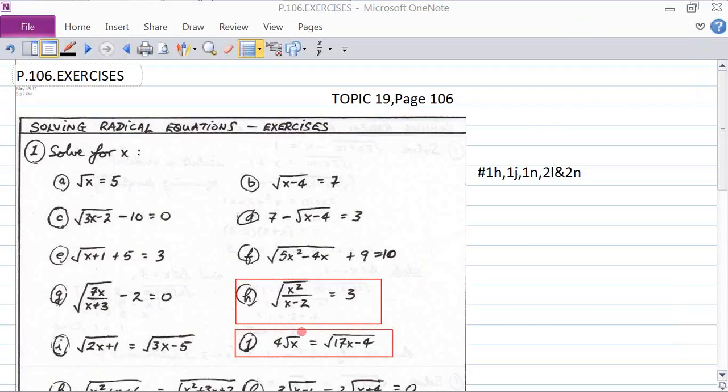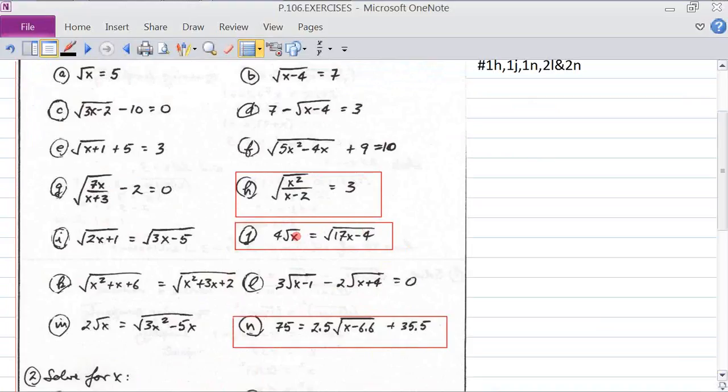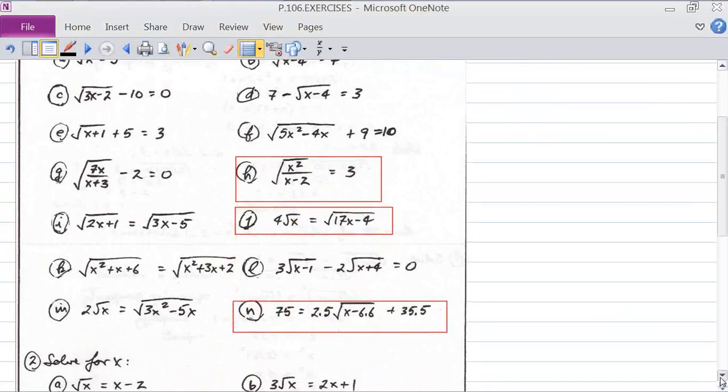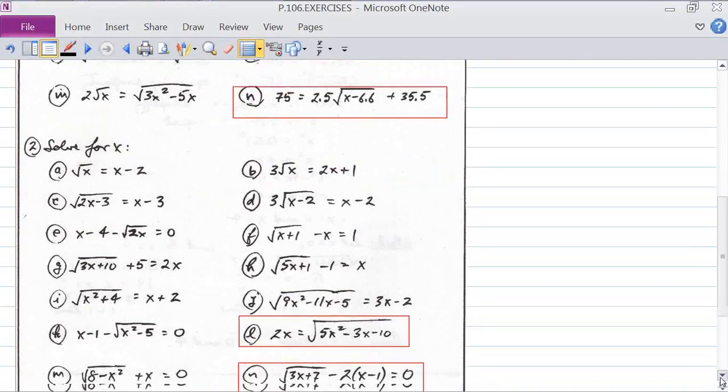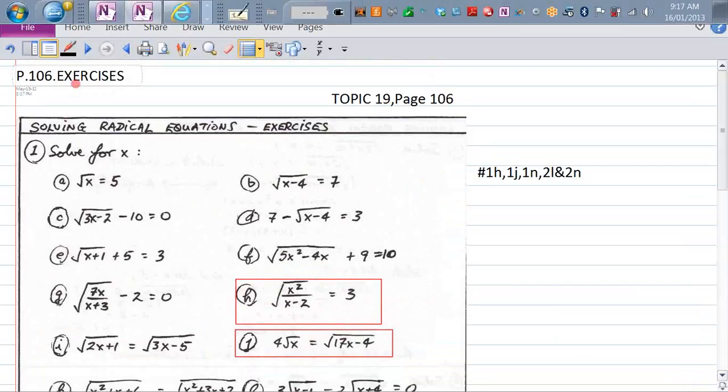On page 106, from question number 1, we're going to do 1H, 1J, and 1N. So H, J, and N. On question number 2, we're going to do parts L and N. So let's get started here.